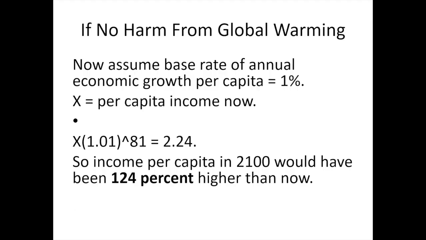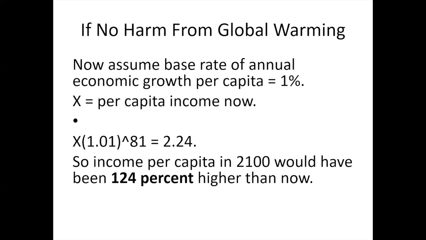Let's say there's no harm from global warming because they take these mitigation measures. I'm thinking the 1% is so small. Call that no harm. Now, assume a base rate of annual economic growth per capita equal to 1% and X equals per capita income now. We're going to use that equation I gave you last week. Then, if we start in 2019 when this is written, we have 81 years to get to 2100. So we have X times 1.01 to the 81 power equals 2.24. What's that saying? Income per capita in 2100 would have been 224% of what it is now, which means 124% higher. Okay? That's if no harm from global warming.